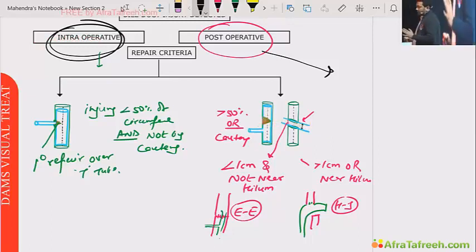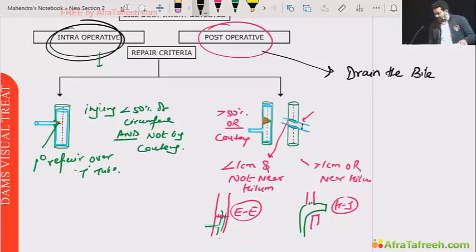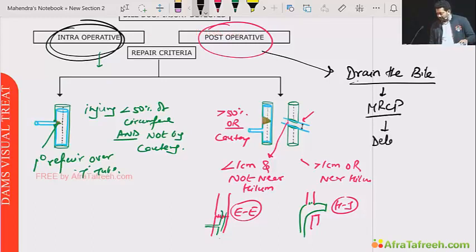So what will you do in the post-op period? First, you drain the bile. You put a drain with the help of ultrasound, or you can do surgery and put the drain. Get the MRCP done to see where the injury is and how much the injury is, and then go for a delayed repair. Delayed repair after maybe 8 to 12 weeks, you can go for a hepaticojejunostomy.